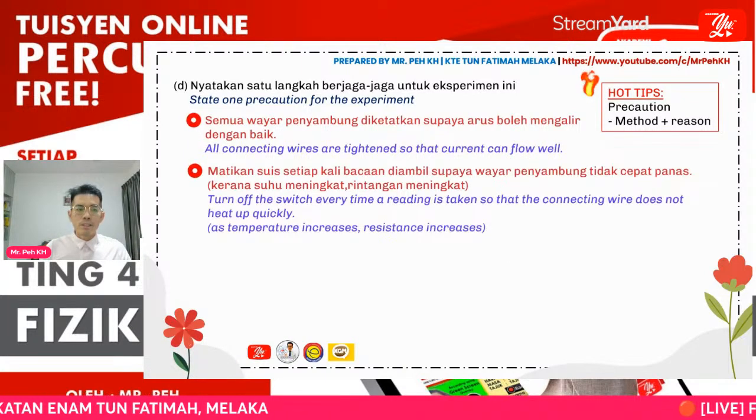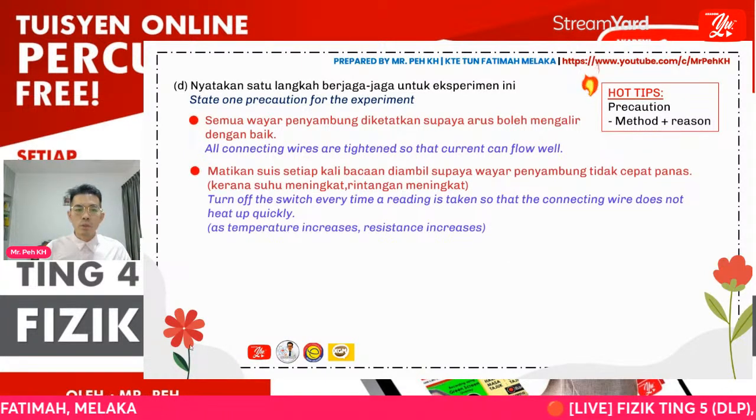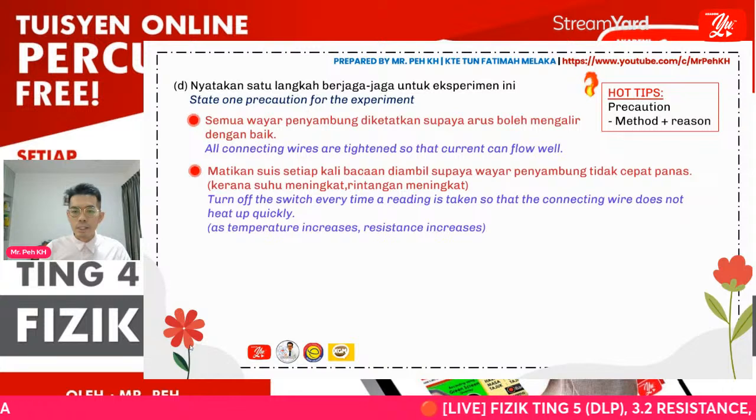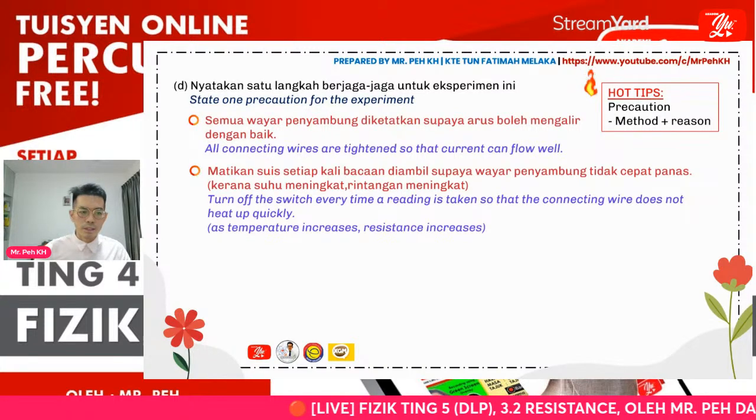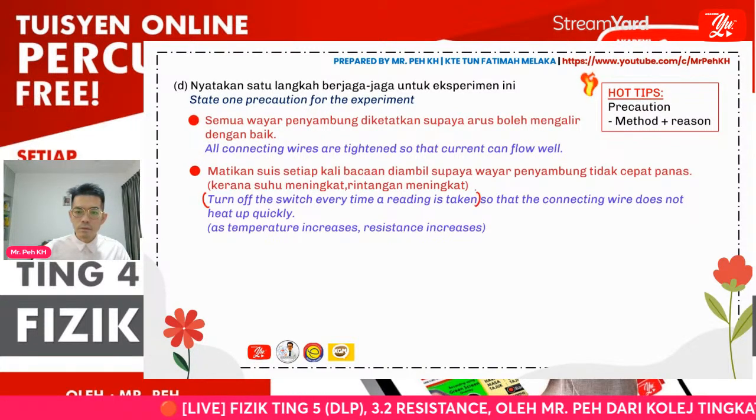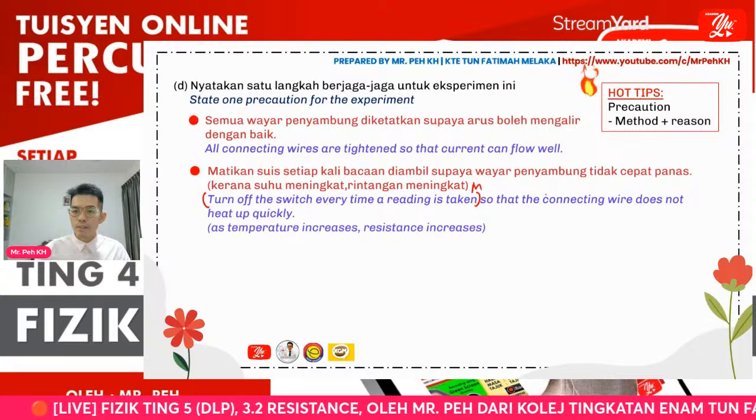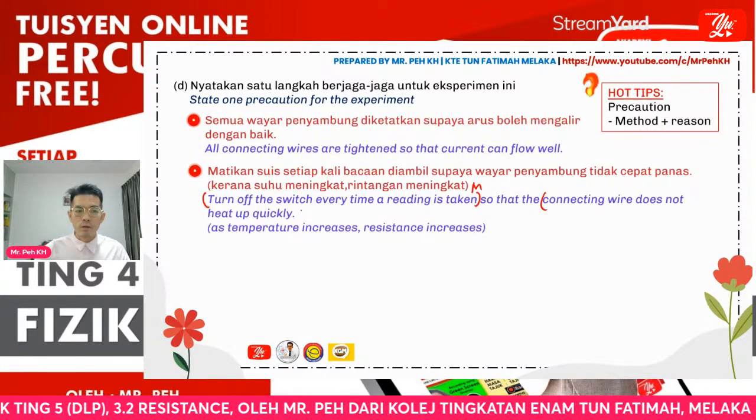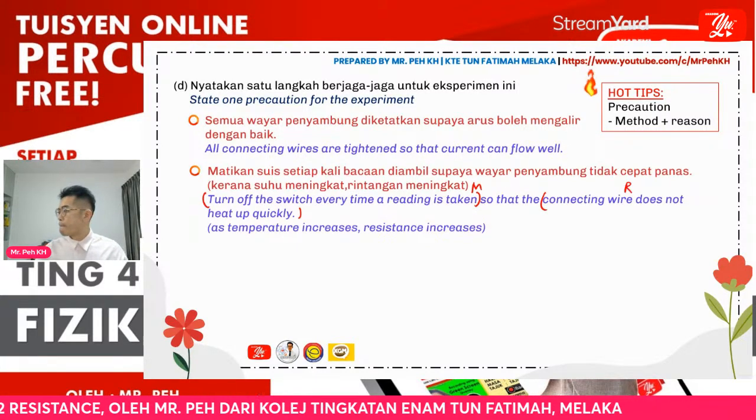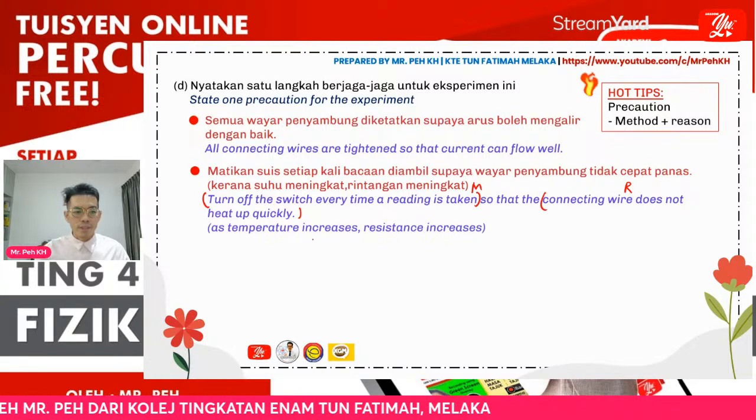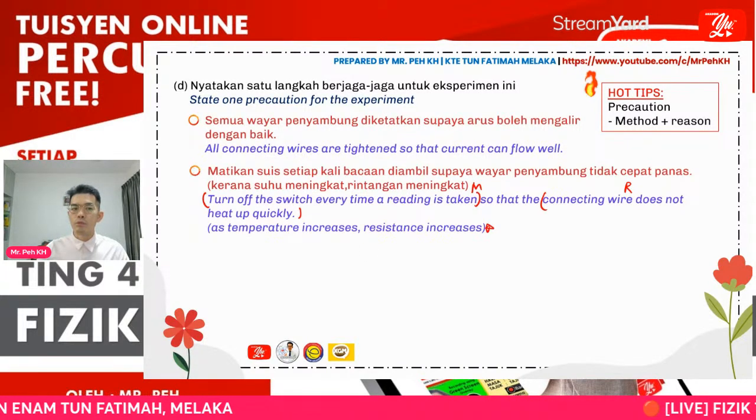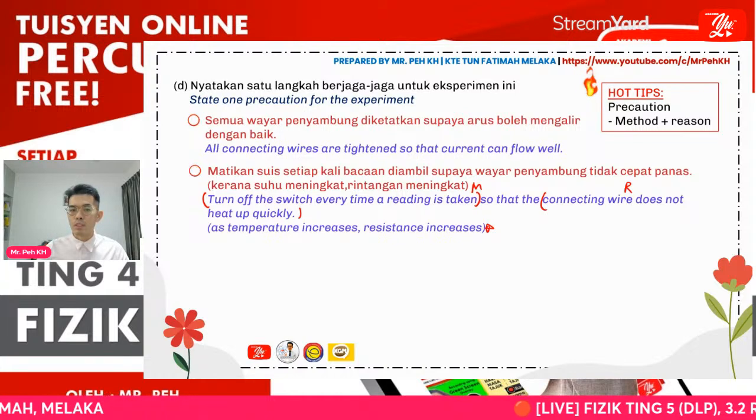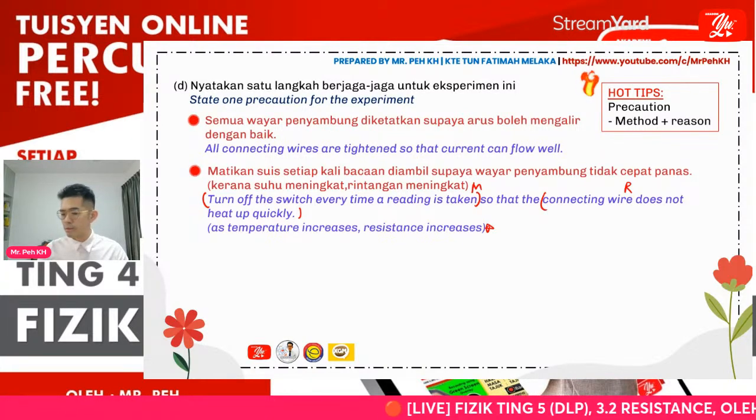Okay, then the next here: turn off the switch every time a reading is taken. Okay, so this is a method. And then, so that the connecting wire does not heat up quickly. This will be the reason. Okay, so as the temperature increases, the resistance will increase. This is why we need to ensure that the temperature is always constant during the experiment.